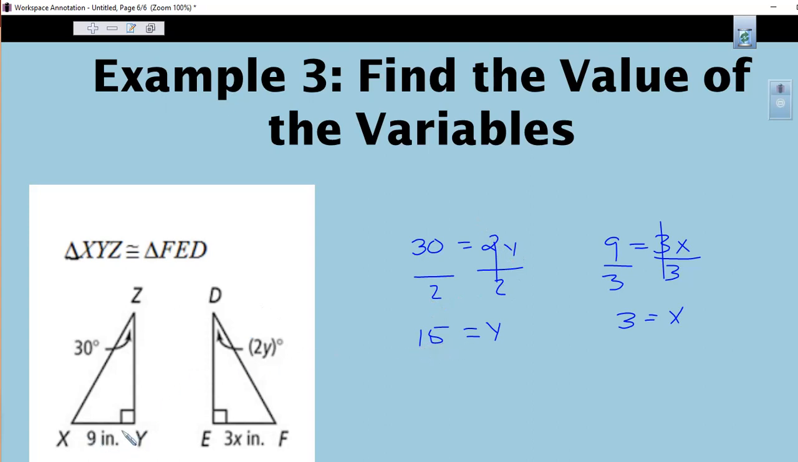Then if we look at XY and EF, those are going to be corresponding parts here. They match up. So 9 is equal to 3x. We divide by 3, and we get x is equal to 3. So that's the answer for x and y.